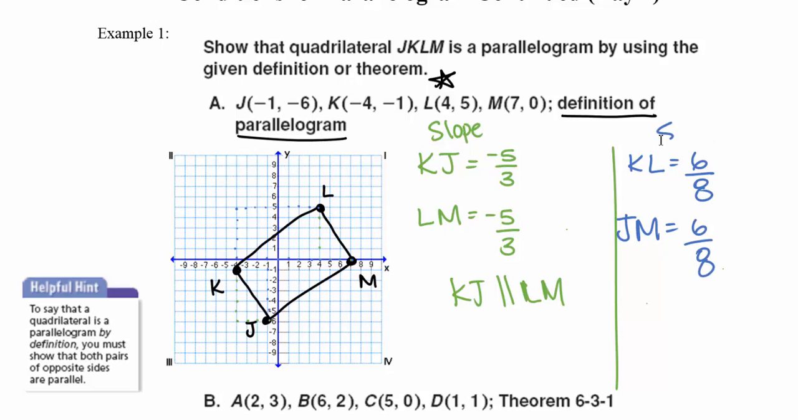So again, because these slopes are the same, we know that KL is parallel to JM. So because we have both of these things, we just use the definition of a parallelogram to prove that this in fact is a parallelogram.